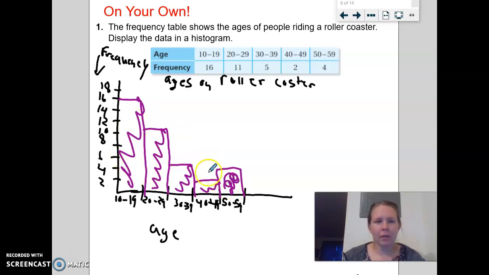Feel free to color them in. Again, make sure that your bars here are right next to each other. There should be no gaps at all in between yours.